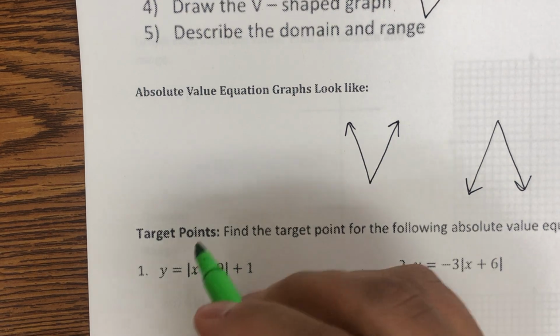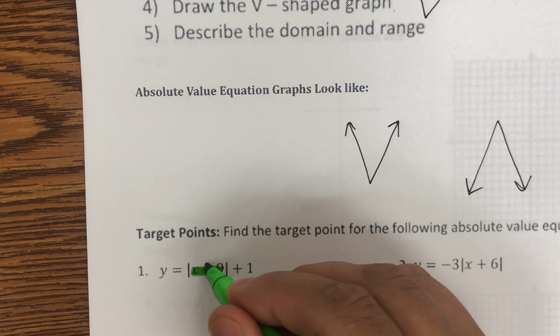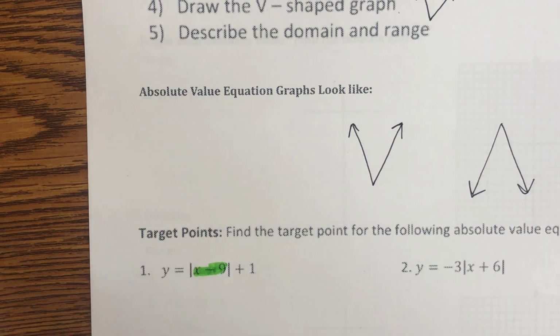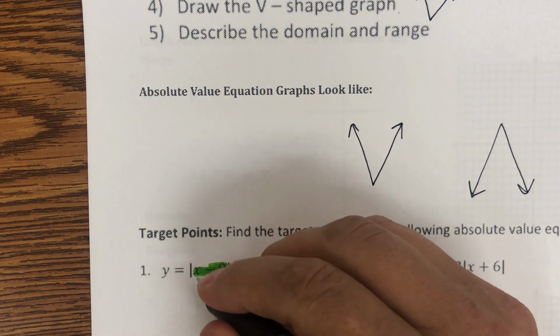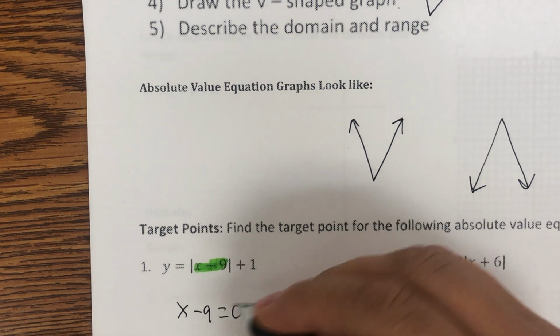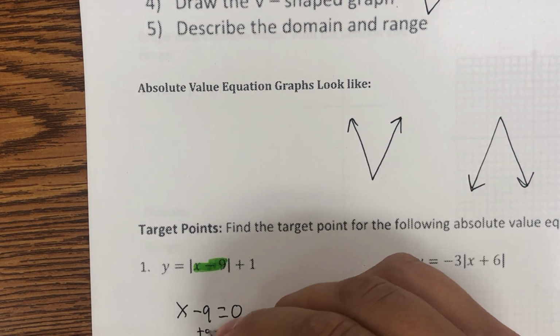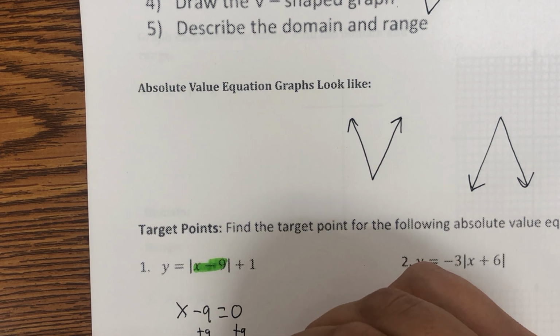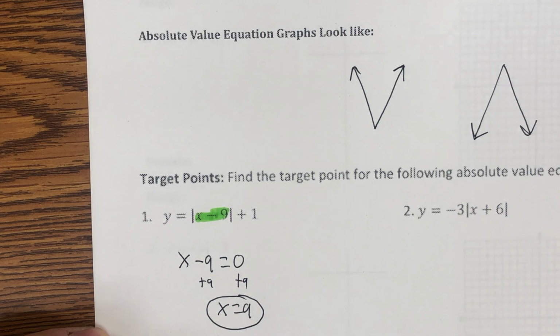So what's inside the absolute value for the first one? x minus 9. You could probably do that one in your head. What value makes that 0? x would have to be 9, but I'm going to write it out. x minus 9 has to equal 0. Add 9 to both sides, and x has to equal 9. So our target point would be 9. That's where we're going to start.